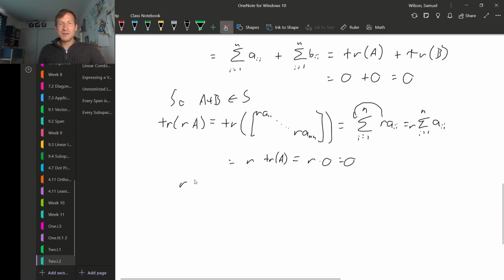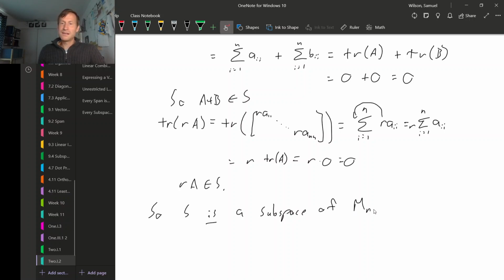So now we know that any scalar times an element of S is in S. That means S is closed under vector addition and scalar multiplication. So S is definitely a subspace of M_n. It's called the subspace of trace-free matrices, which turns out to be an important subspace in applications.